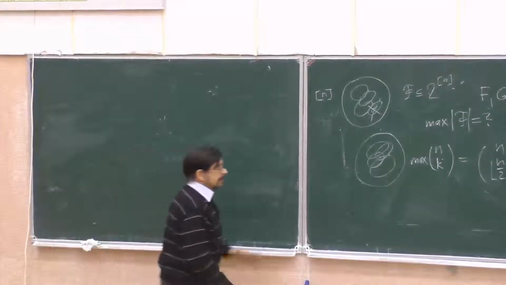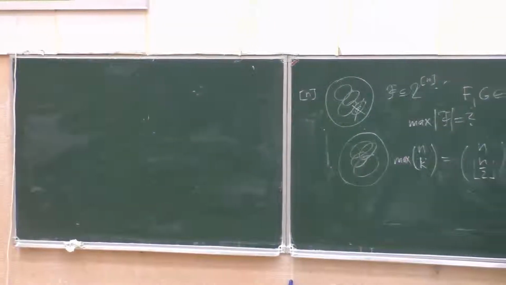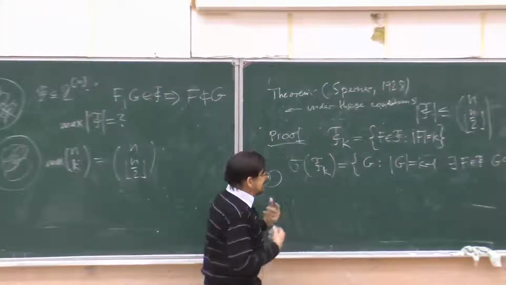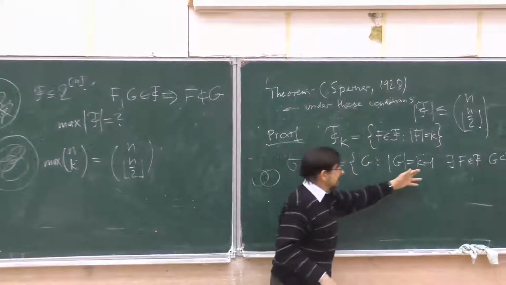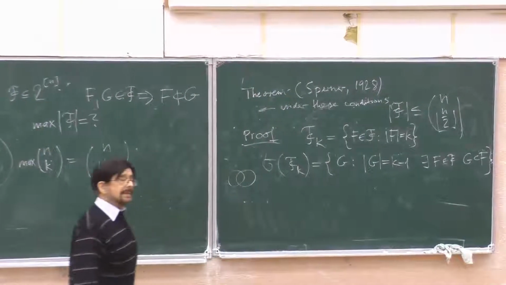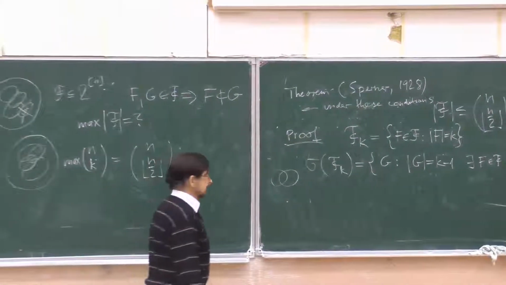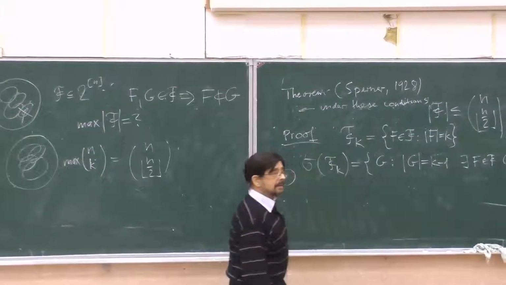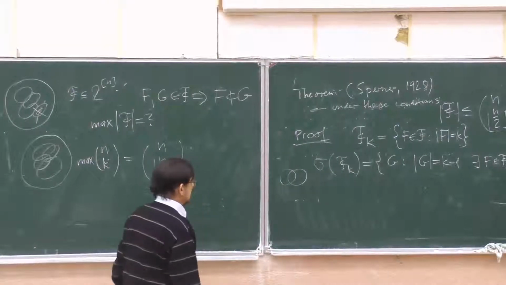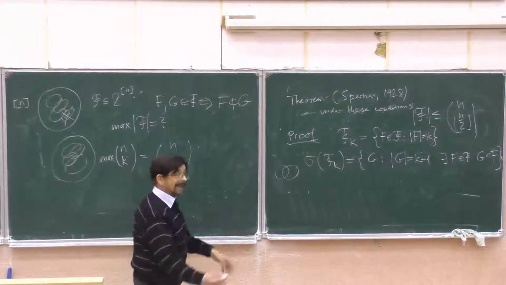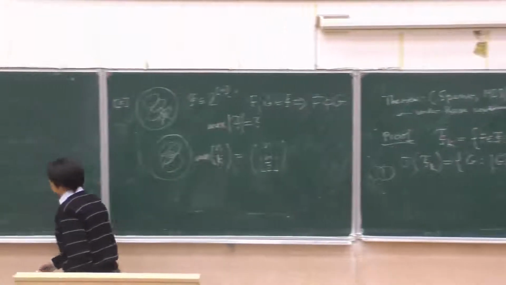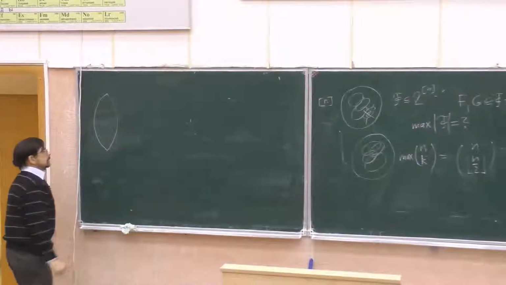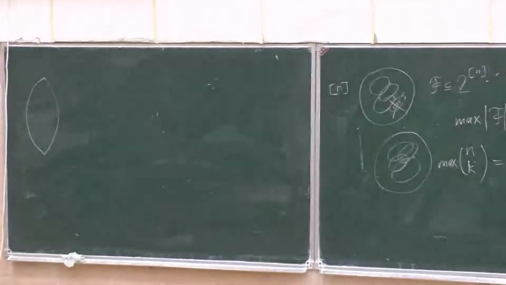Looking at this, you have many k-element sets here, and you delete elements one by one to get k minus 1 element sets in all possible ways. These k minus 1 element sets are the elements of the shadow. It's a family again. I will use this picture to illustrate situations.